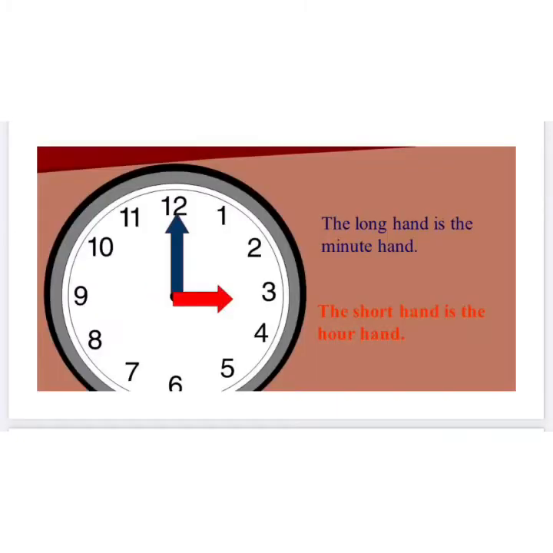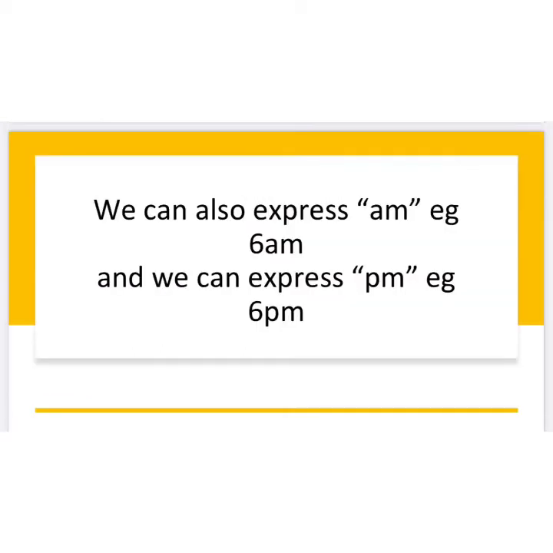Just something to remember, the long hand is the minute hand and the short hand is the hour hand. So the long hand tells us the number of minutes we're dealing with and the hour hand points us to the hour. Now when you're stating the time in English, you often say 6 a.m. or 6 p.m., 7 a.m. or 7 p.m., etc., right? Now in Spanish, you can also express a.m. or p.m.